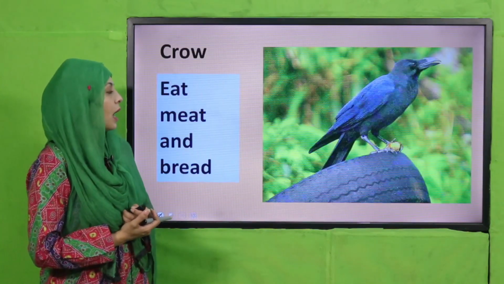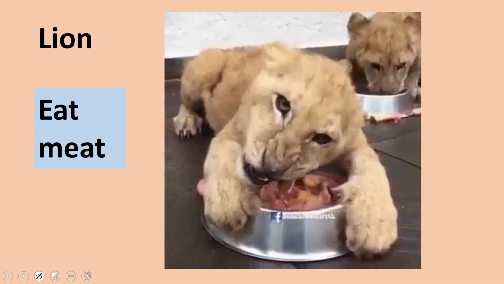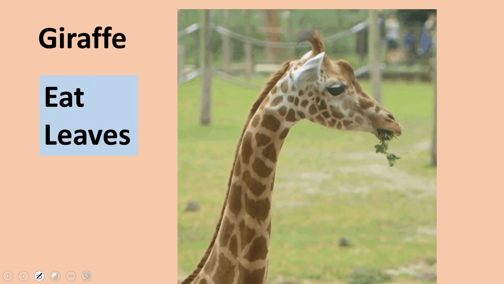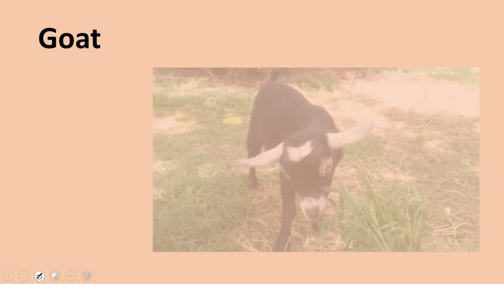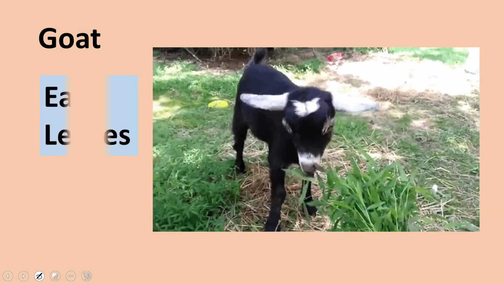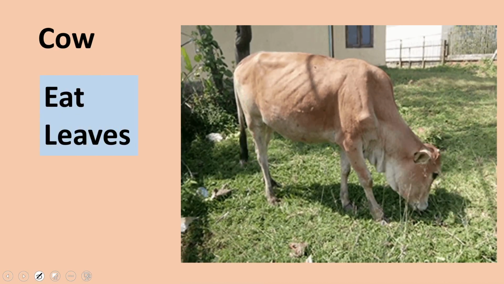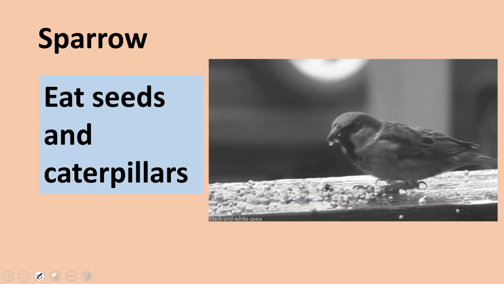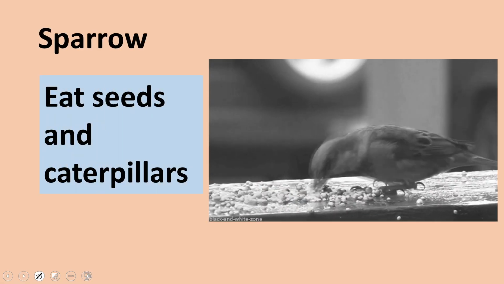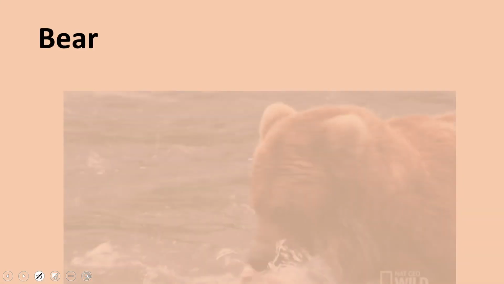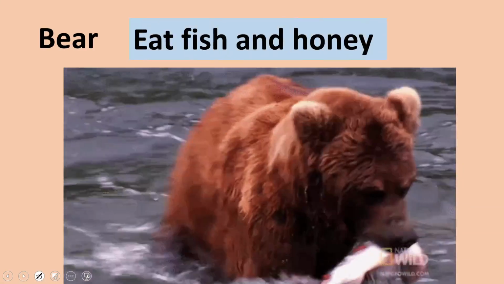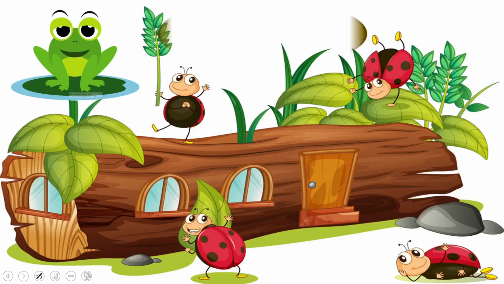So again, crow eats meat and bread, lion eats meat, giraffe eats leaves, goat eats leaves also. Then comes cow, it also eats plants, and you can say leaves. Sparrow eats caterpillars and seeds or grains. Bear eats fish and it also eats honey.